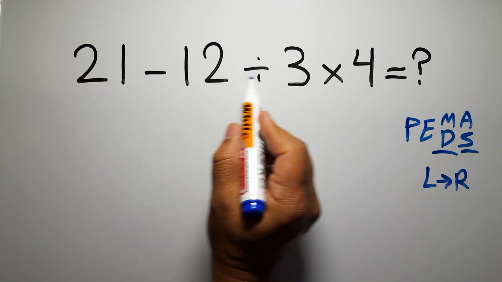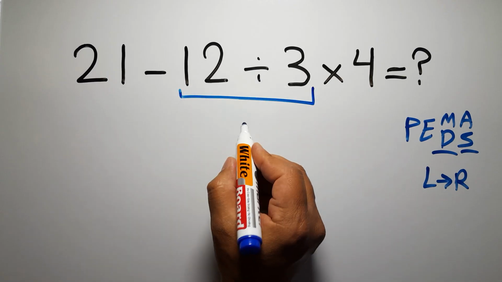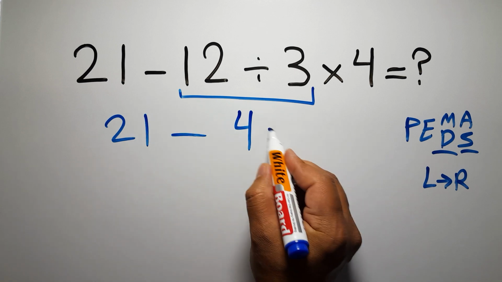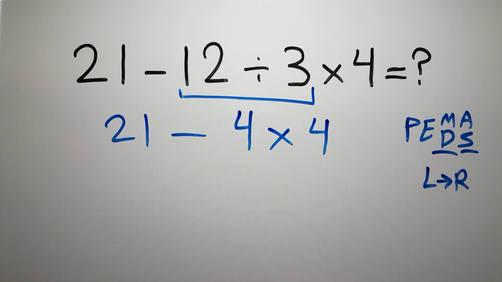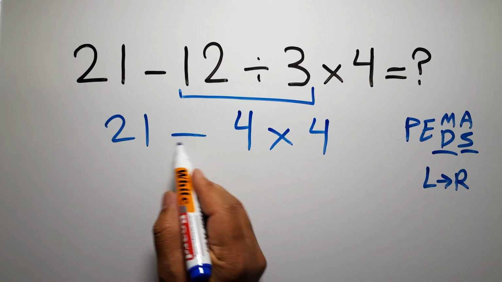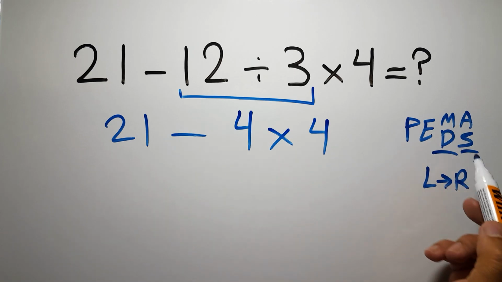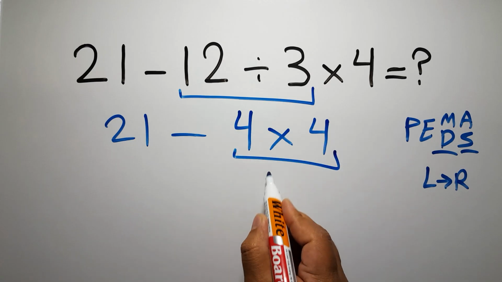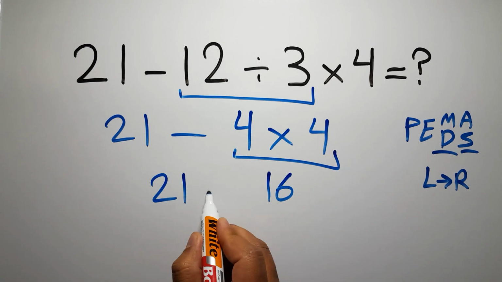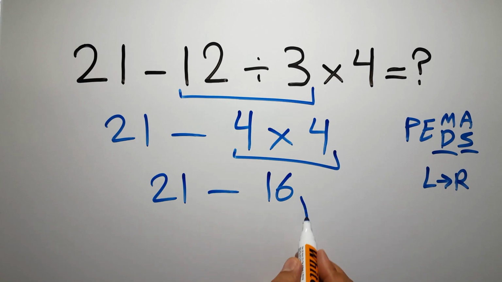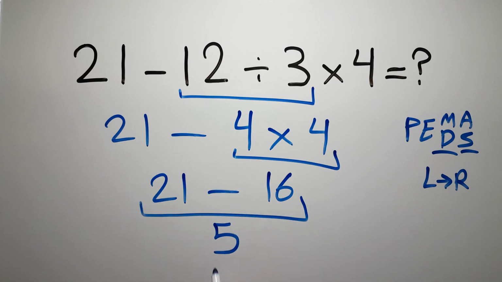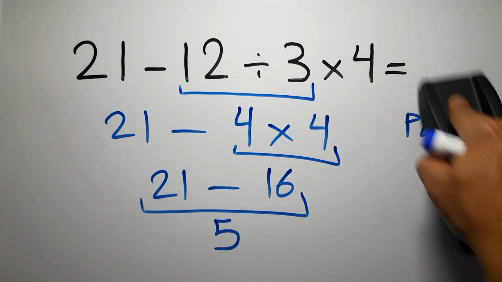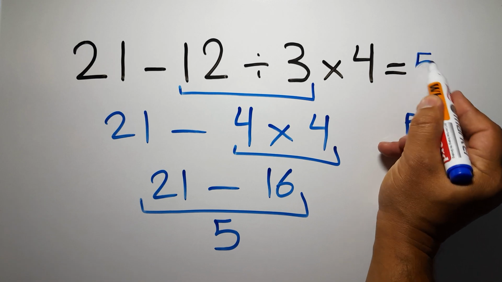So first 12 divided by 3, which equals 4. So we have 21 minus 4, then times 4. No, we have one multiplication and one subtraction. Multiplication comes before subtraction. So 4 times 4, which equals 16. And 21 minus 16, which equals just 5. And this is our final answer to this problem. The correct answer is 5.